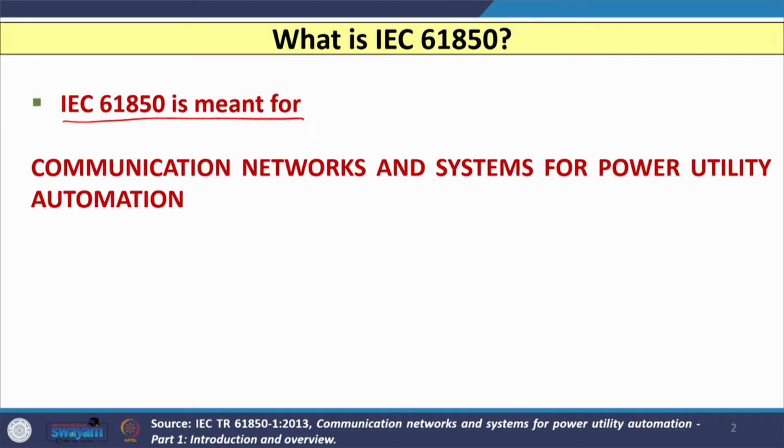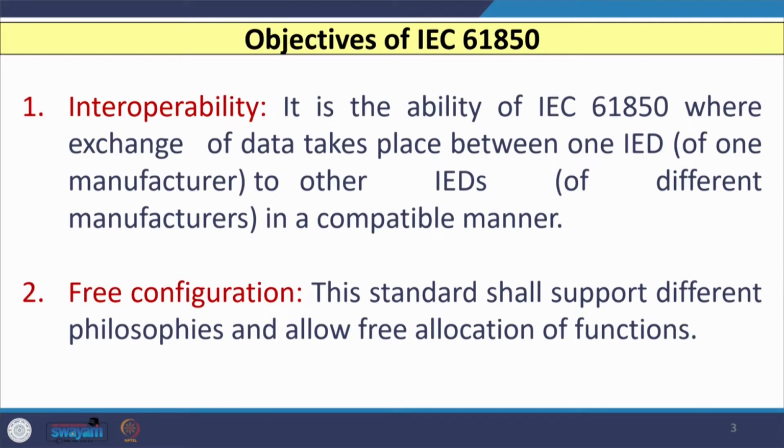IEC 61850 is meant for communication networks and systems for power utility automation. Earlier, IEC 61850 was also known as substation automation protocols. However, later on the name was changed to communication networks and systems for power utility automation. So, IEC 61850 is a communication protocol used for networks and systems, specially for power utility automation. Now, let us see what the main objective of IEC 61850 is.